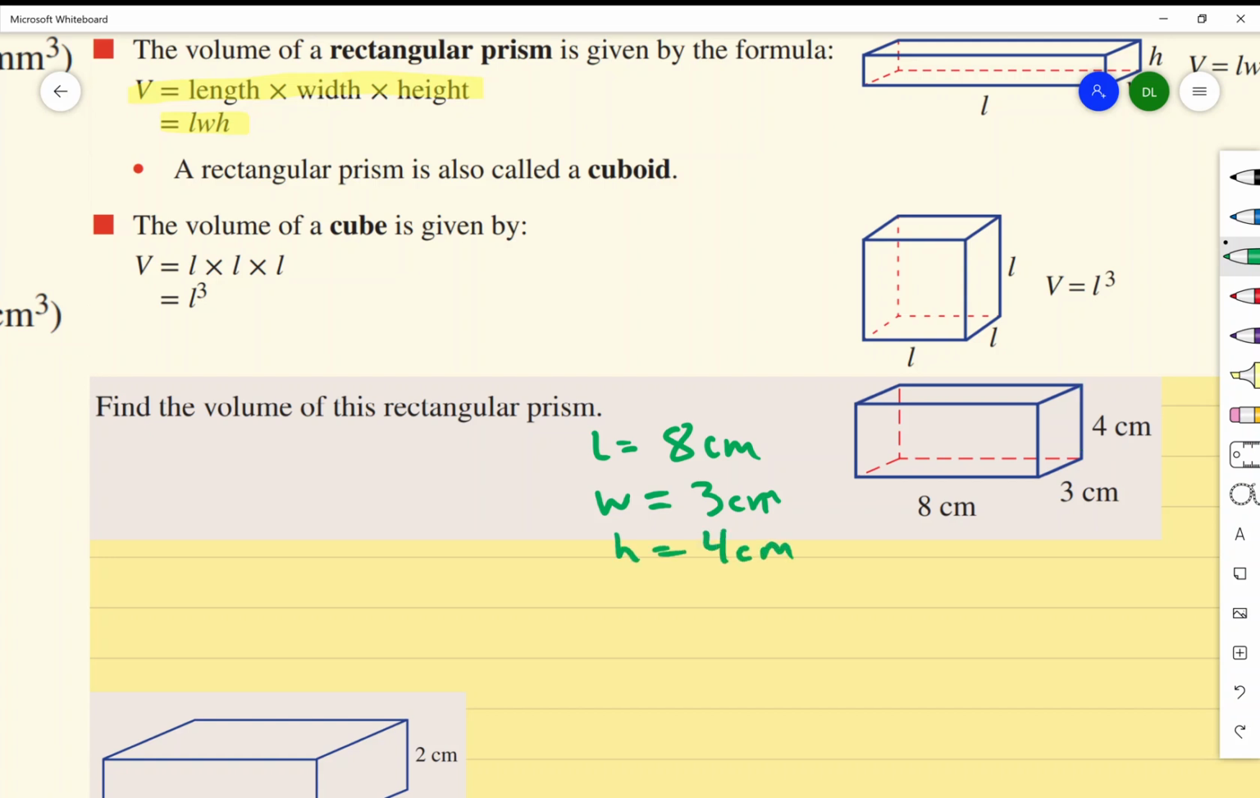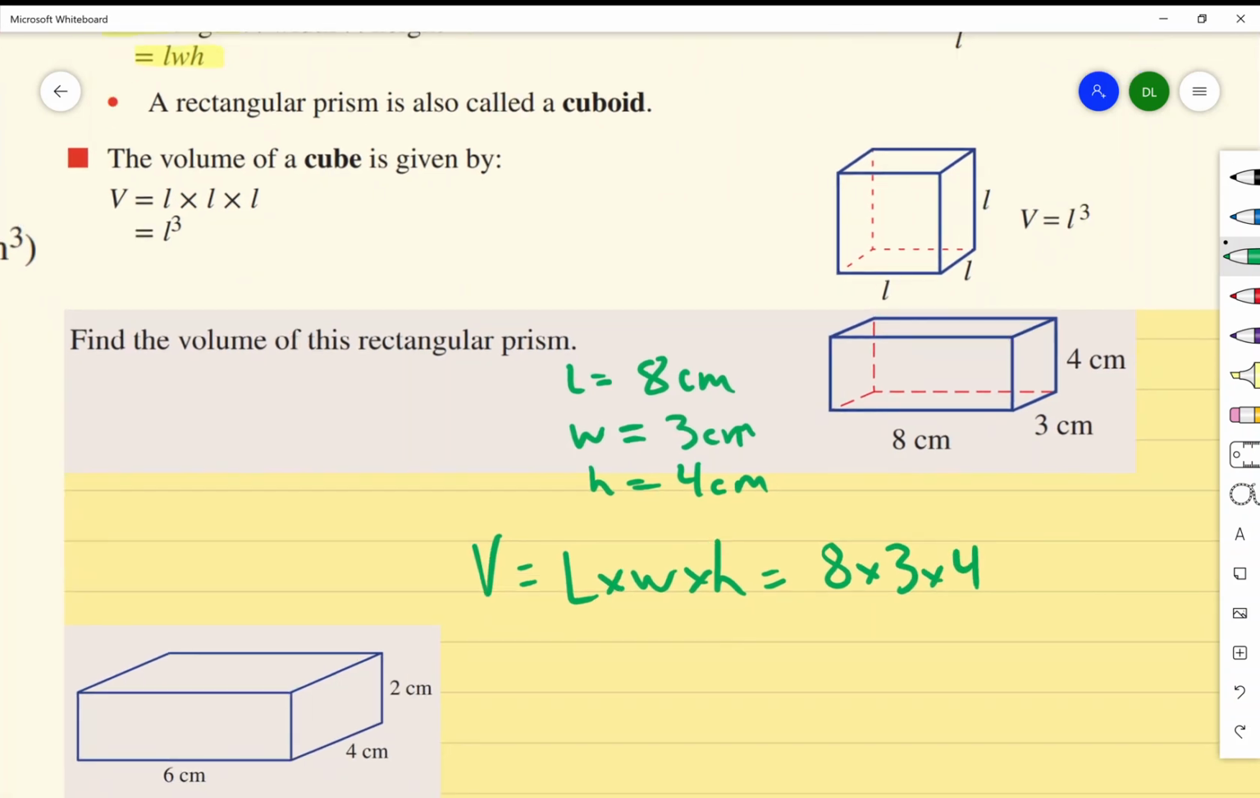Can you see that up the back? Yep, okay. So we end up with that. We use the formula, volume equals length times width times height. So that's 8 times 3 times 4, which I know gives me 96. Is that correct? Yep, 96. Am I done? Henry.